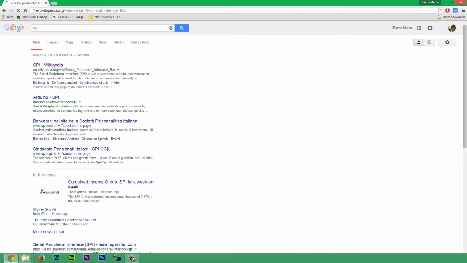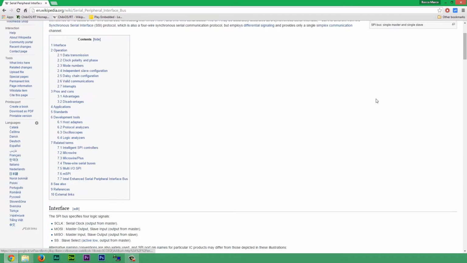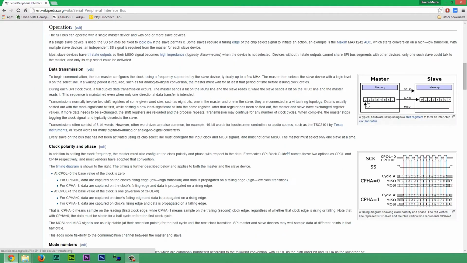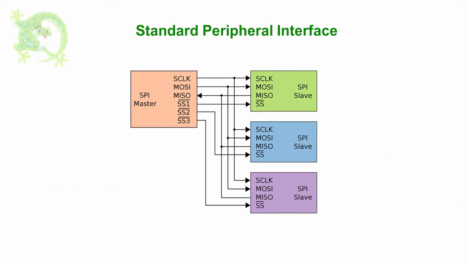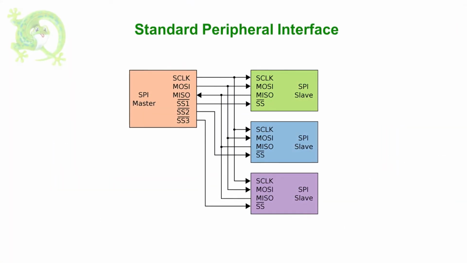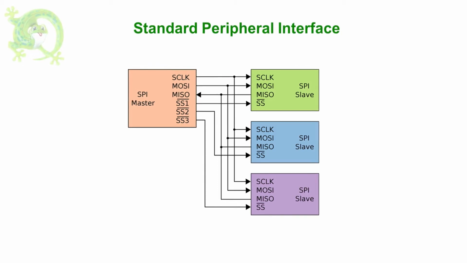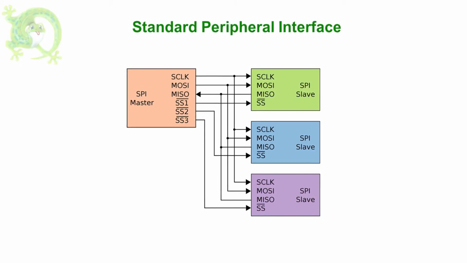The Serial Peripheral Interface Bus is a synchronous serial communication interface widely used in embedded systems. SPI devices communicate in full duplex mode using a master-slave architecture, with a single master using only 3 wires and an additional one for each slave device.